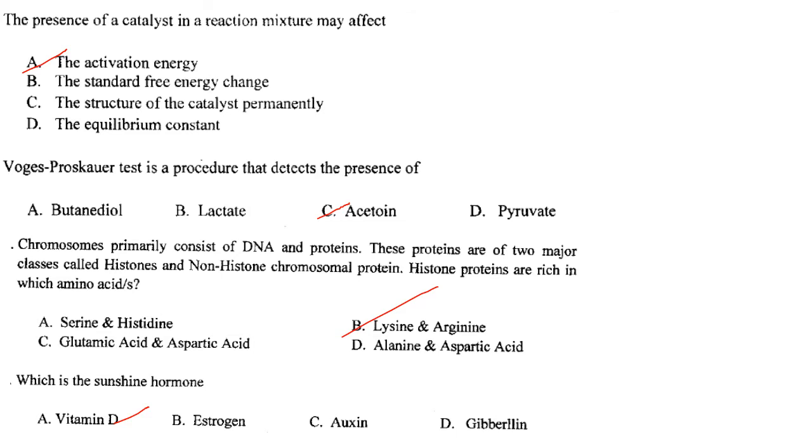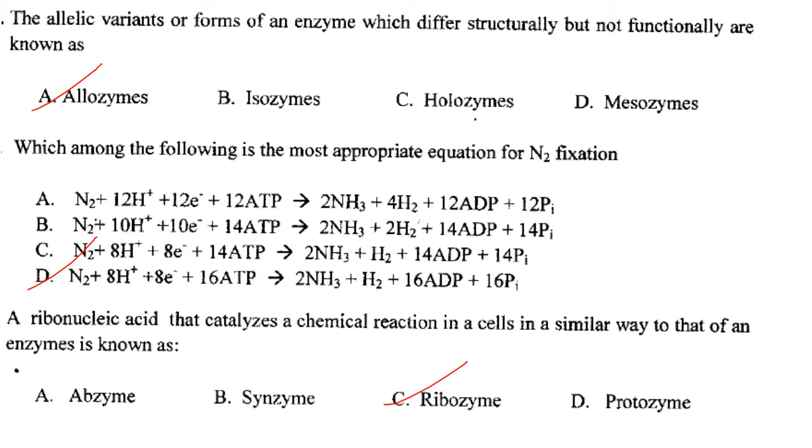These proteins are of two major classes called histones and non-histone chromosomal proteins. Histone proteins are rich in which amino acid? So the question is, histone proteins are rich in which amino acids? So histone proteins are rich in lysine and arginine amino acid. Answer is option B. Which is the sunshine hormone? So it is vitamin D that is called as the sunshine hormone. Answer is option A.